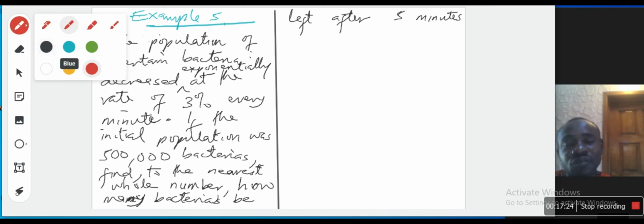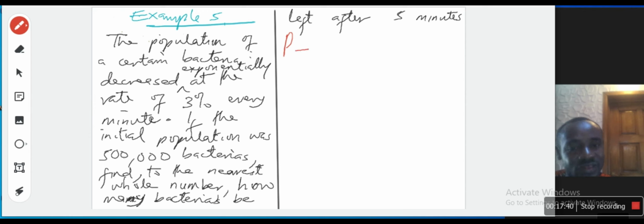So let's see the information given. I said principal, rate, time, but for this one you can just talk about initial amount or present value. The principal is actually the present value. The amount is actually the future value. PV.